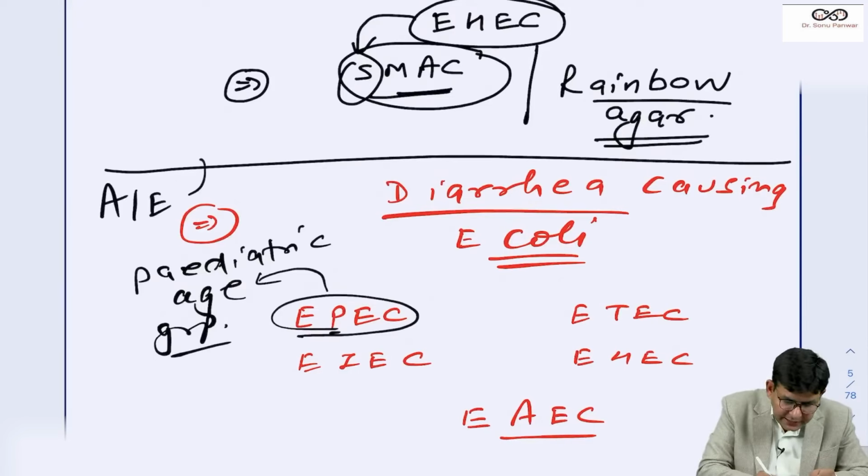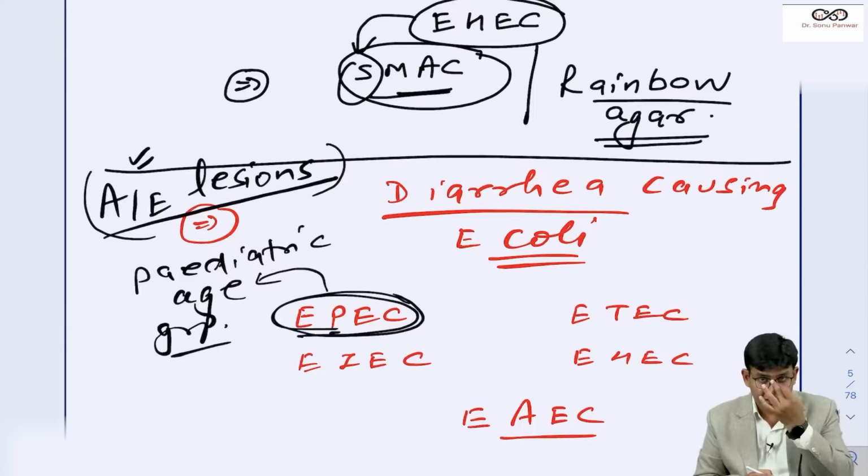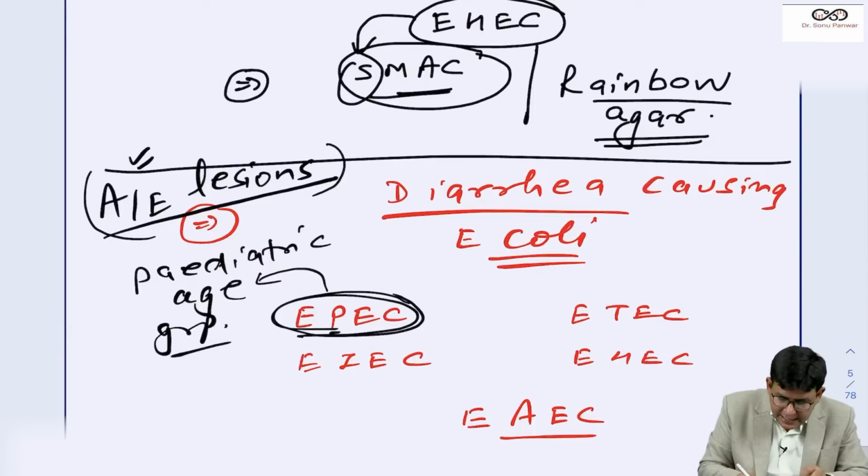Attaching and effacing lesions. What they are termed as attaching and effacing lesions means they attach to the intestinal villi and damage them. So this is termed as A/E lesions, and they are seen in the EPEC. This is definite, it can come in the exam.